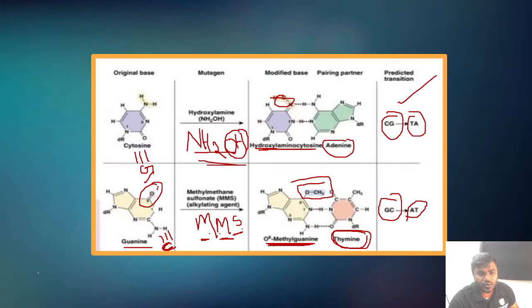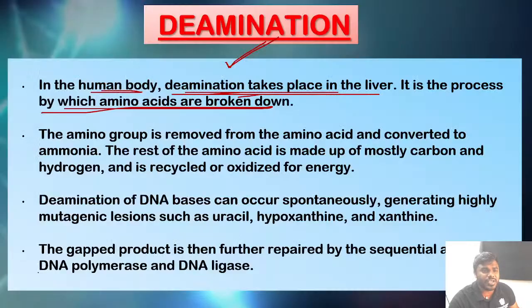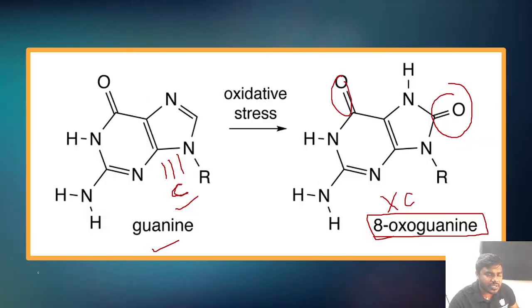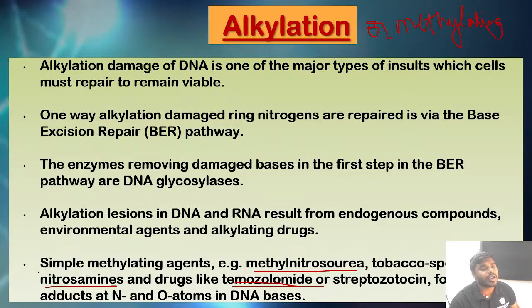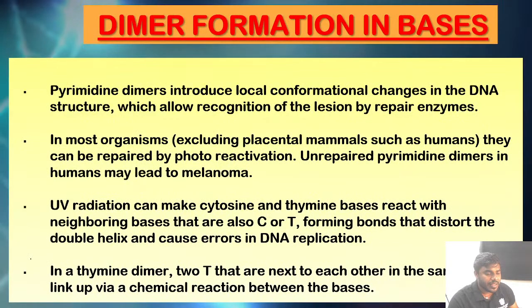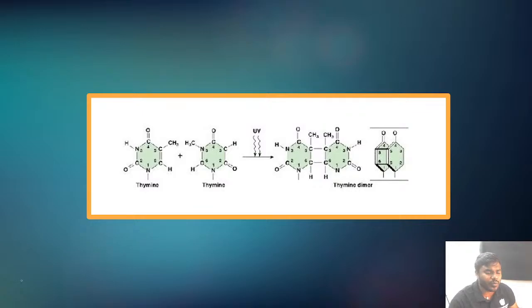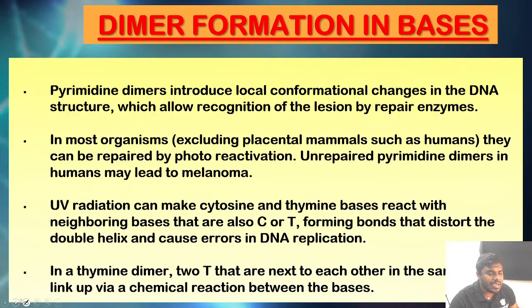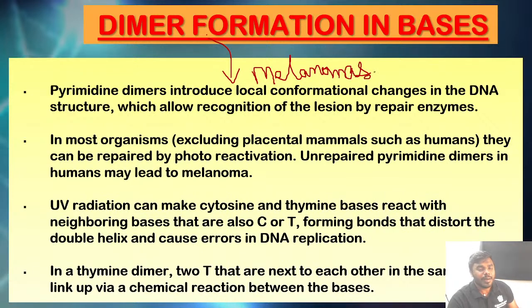Then, so far, friends, what are the types of damages that we read? We read depurination, we read deamination, we read oxidation, we read treating of the bases with alkylating and methylating agents. Then, friends, the very important one, that is what we can call dimer formation. If we don't repair this particular dimer formation, it will cause dangerous types of skin cancers, which we can call melanomas. Melanomas are majorly caused by not repairing dimer formation.